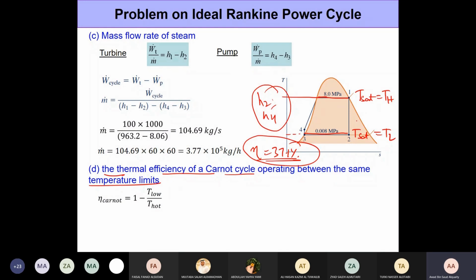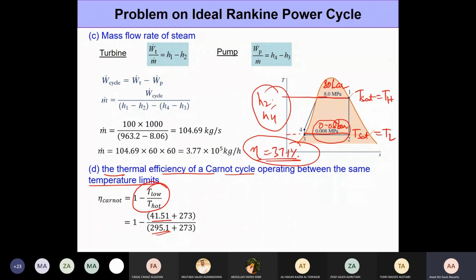So once we get that from the property table, simply by going to the saturated pressure tables and getting the values for 0.08 bar and 80 bar, we can plug it into this equation. This is the formula for Carnot efficiency, 1 minus T low by T hot. So at 0.08 bar, 41.5 degrees Celsius is the saturation temperature, and at 80 bar, 295 degrees Celsius is the saturation temperature. Now 295 is reasonably hot. It's not very hot. You could go higher than that, but this is what we have for this particular case.